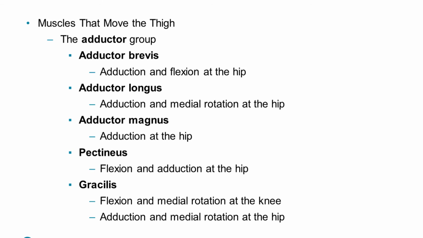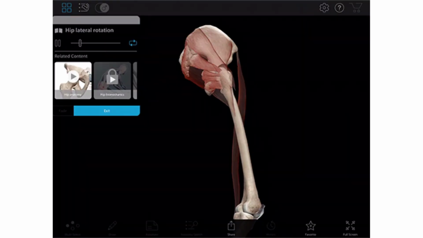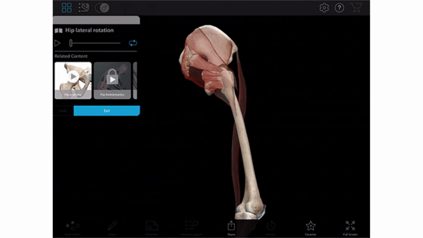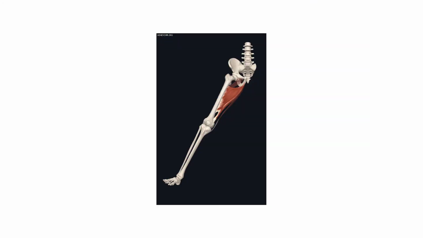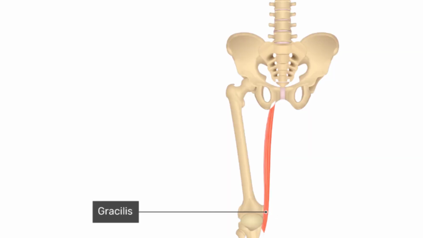The muscles of the pelvic girdle and lower limbs include muscles that move the thigh. The adductor group of these muscles includes the adductor brevis, adductor longus, adductor magnus, pectineus, and gracilis. The adductor brevis functions to adduct and flex the hip. The adductor longus is in charge of adduction and medial rotation at the hip. The adductor magnus adducts at the hip. The pectineus performs flexion and adduction at the hip. The gracilis is responsible for flexion and medial rotation at the knee, as well as adduction and medial rotation at the hip.